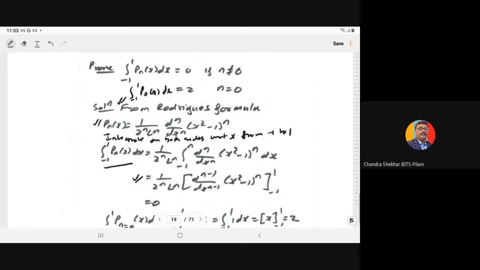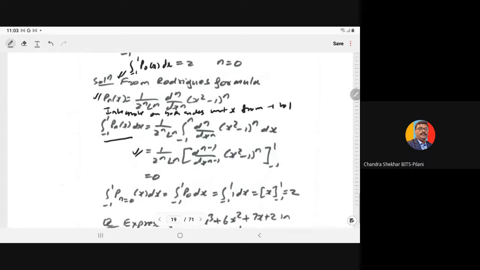As we put x equal to 1, 1 minus 1 will give you 0. As you put x equal to -1, again x square minus 1 will be 0. So for both limits, it is equal to 0. So that is the first part, and you have proved the first part.